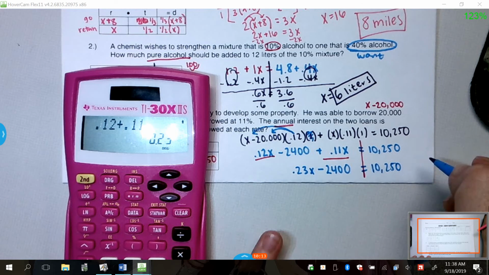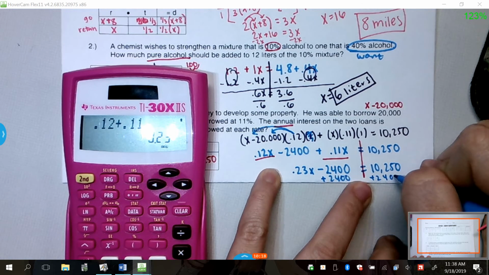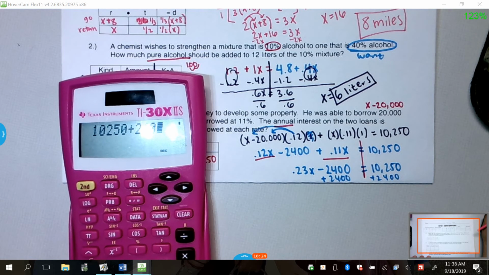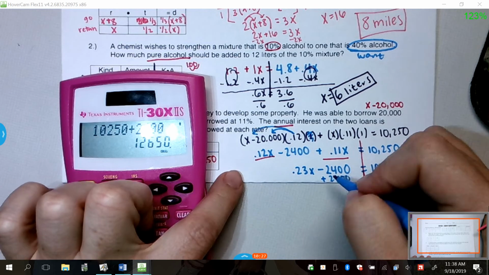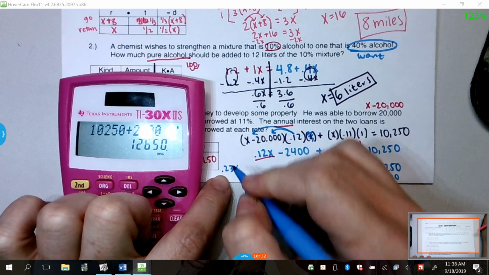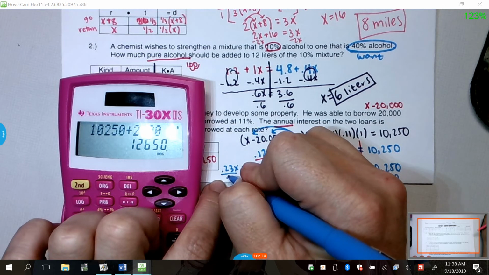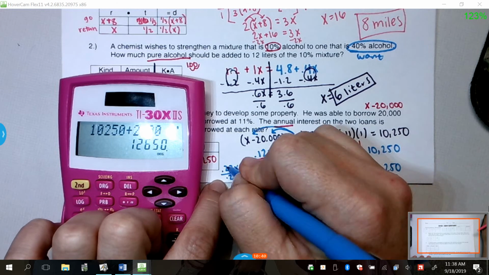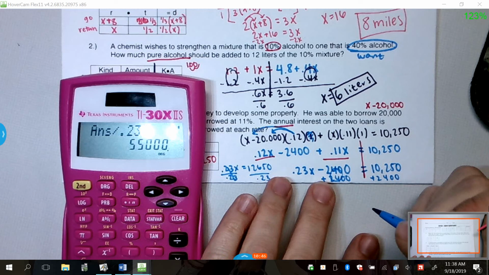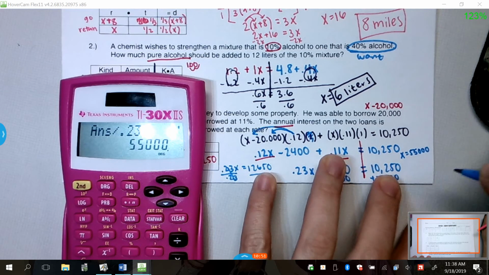I'm not done. I need to get all my numbers without an x on the other side, so I'm going to add 2400 to both sides. That gives me this. I'm running out of room, so I'm going to bring it over here. So I have 0.23x equals 12,650. And my last step will be to divide by 0.23. And that gives me 55,000. So x equals 55,000.